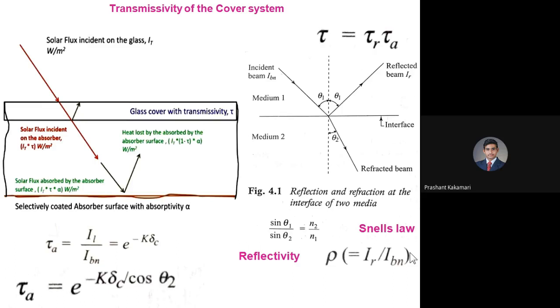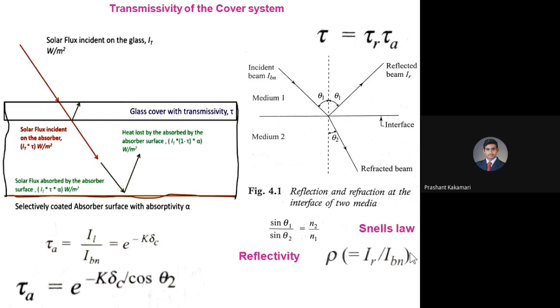That can be written as n2 by n1. So n2, n1 here are the refractive indices of the materials. The refractive indices of the two media can be shown as n1 and n2. So n1 is for air here, n2 is for glass or the transparent cover.